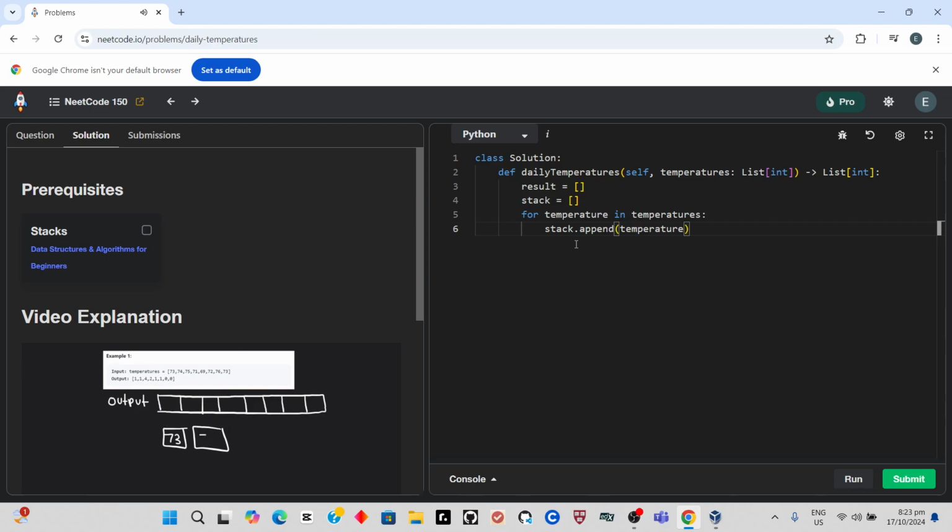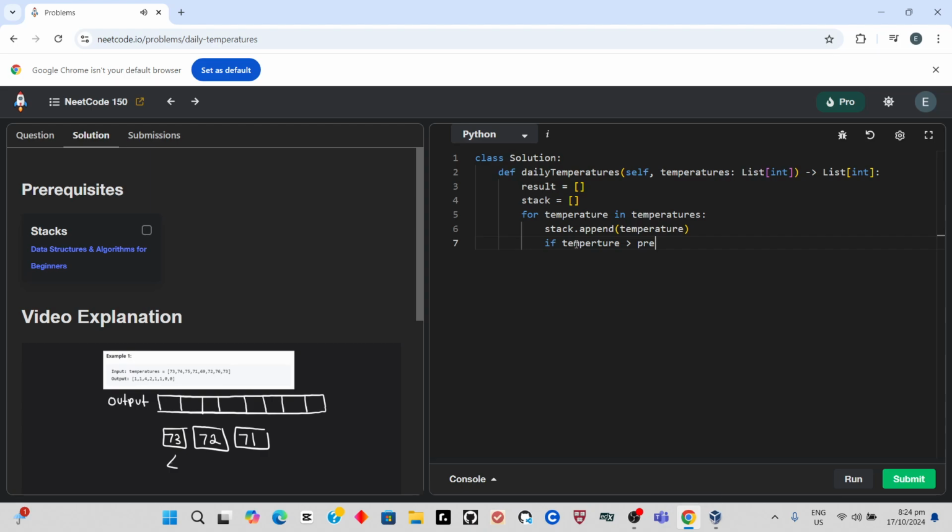What happens if we had a 72 that came after it? Well, we would look at this 72 and compare it to the top of the stack, say, okay, this is not greater. So we can't pop from the stack, but we're also going to take this value and add it to the stack. So now we're going to have two values inside of our stack. And what happens if we got another smaller value, 71, right?